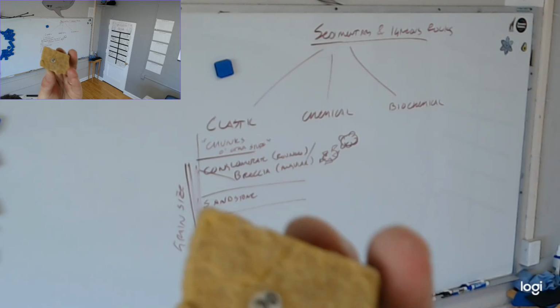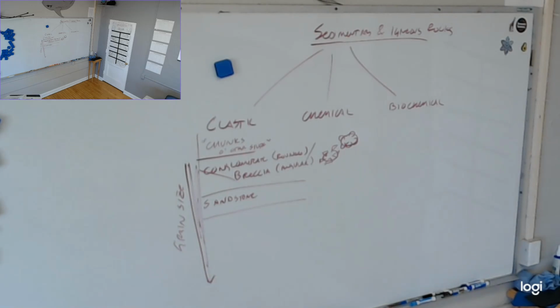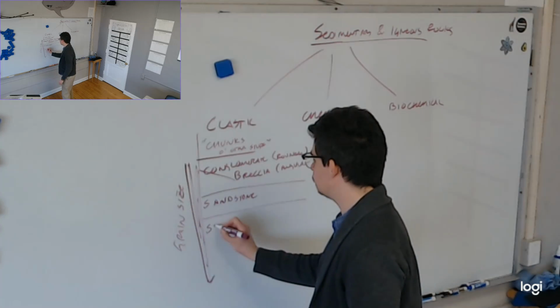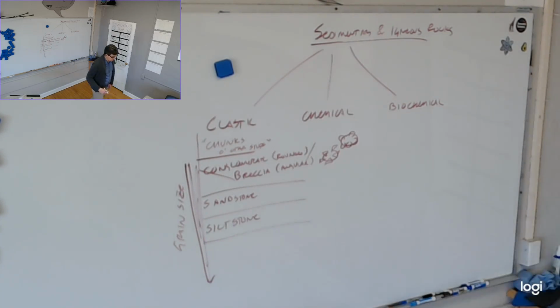The one way you can tell sandstone apart from the next one down, which we're going to talk about in a second, is that it's rougher. The chunks are bigger. So just like the conglomerate, rougher, we would say, than the sandstone. The sandstone is rougher still than the next one down, which is siltstone. We'll revisit these later in the year when we talk about sedimentary environments because they directly relate to how much energy a system has.